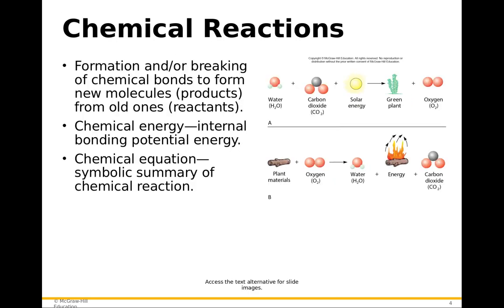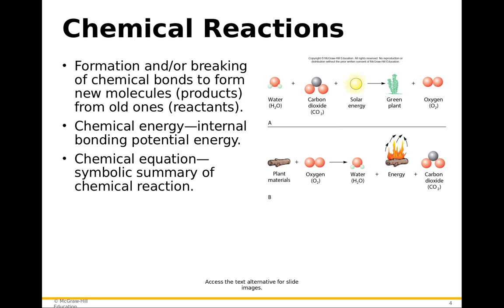Alright, so what is a chemical reaction? A chemical reaction is the forming or breaking of chemical bonds to form new molecules from old molecules. So we have products, that's what's produced from the chemical reaction, and we have reactants, that's what we put into the chemical reaction and put together or take apart to create those new products.